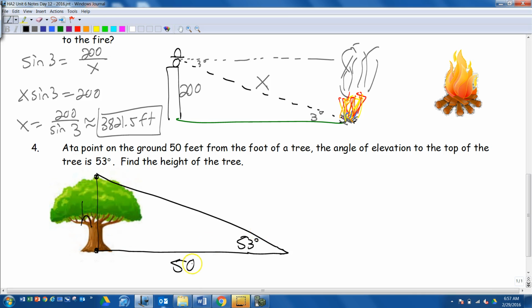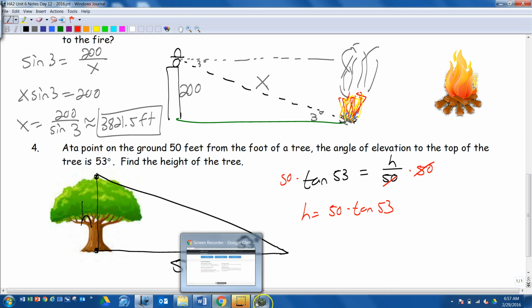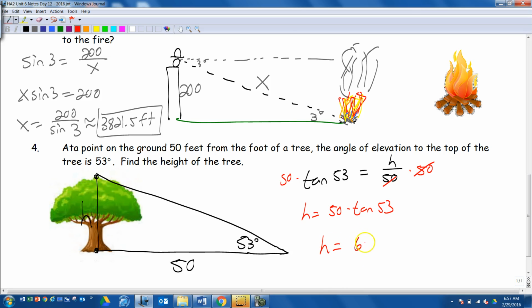Okay, so this is a tangent setup because we want opposite, we have adjacent. So tangent of 53 equals opposite over adjacent. This is going to be one where we just have to multiply both sides by 50. So we get h is equal to 50 times the tangent of 53. Type that into your calculator. Again, you need to be in degree mode to do all this. And you get that the height is equal to 66.4 feet. Okay, so that is SOHCAHTOA trig again.